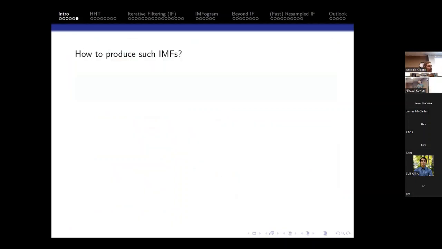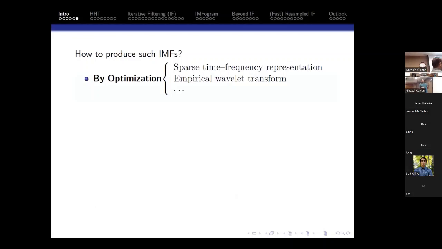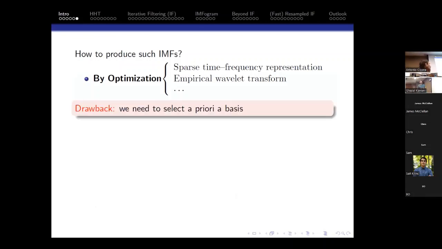And over the last 20 years, researchers have produced many techniques, and we can summarize them into two groups. Techniques based on optimization, where you basically predefine a basis and you use that basis to represent your signal in a sparse way, okay? And you have empirical wavelets, sparse time frequency representation, and many other techniques. Their limitation is that you need to select the right basis a priori, and you have to optimize to find the best way to represent the signal on the basis.